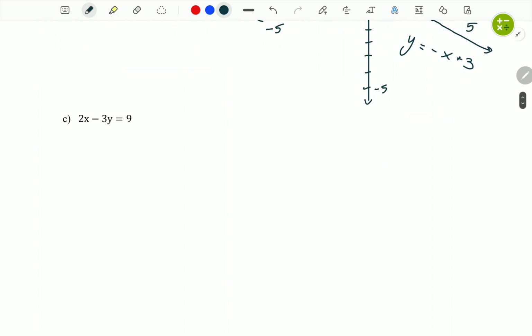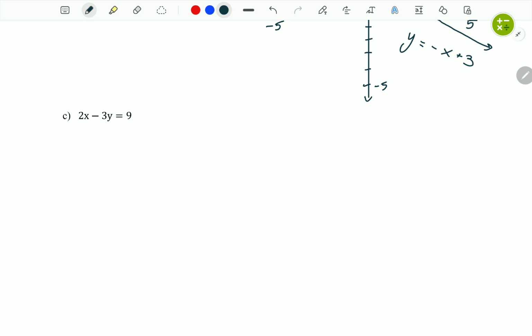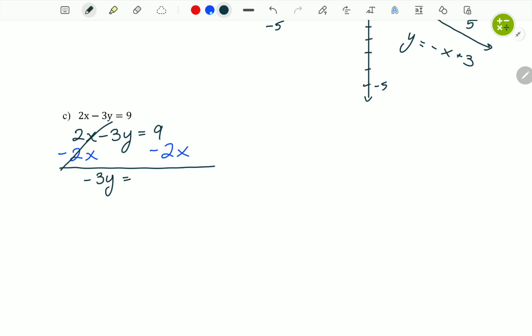So let's solve for y. Let's first rewrite the equation. 2x minus 3y equals 9. The first thing that we need to do is move this 2x to the other side. So for us to do that, we're going to subtract both sides by 2x. The 2x's simplify each other out. We're left with negative 3y. Negative 3y is going to equal, place the negative 2x first, negative 2x plus 9.